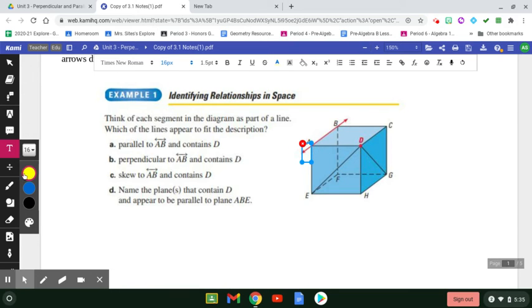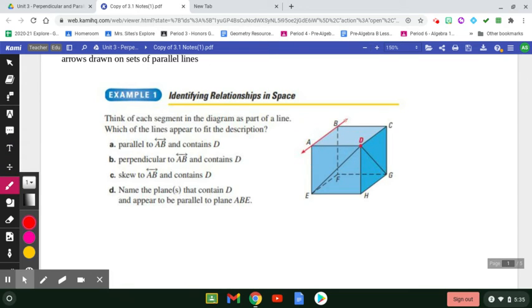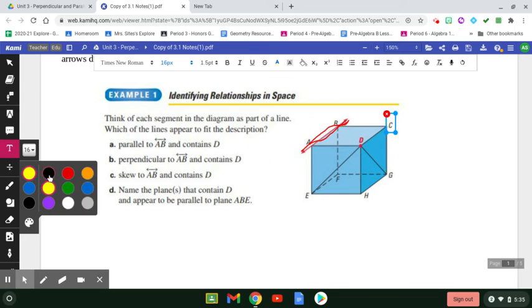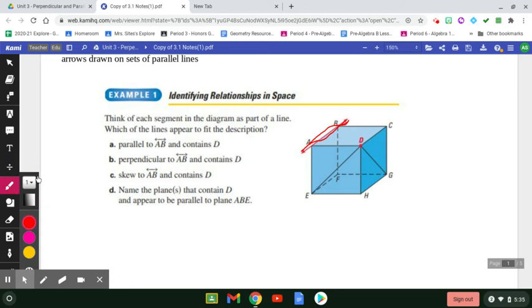I'm just going to highlight that so I know. So parallel to this line, and it has to contain D. Parallel means it has to be in the same plane, but it can't be touching, it can't be intersecting. So when I look at the same plane, it has to be over in this direction, right? It looks to me like I'd probably be looking over here. It probably looks like line CD. So I'm going to type that over here for my answer. I'm going to write down CD.